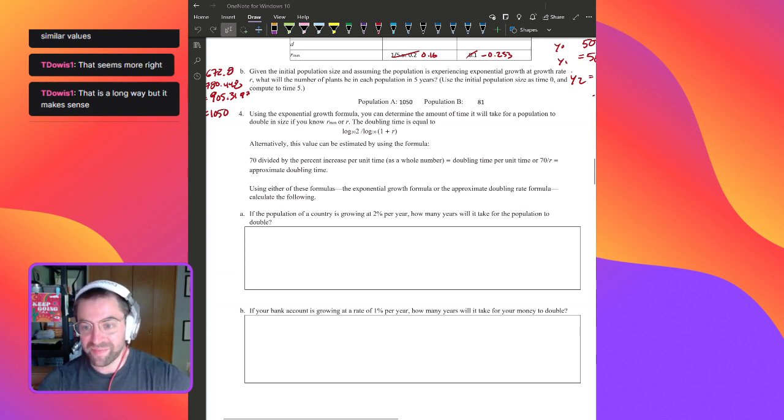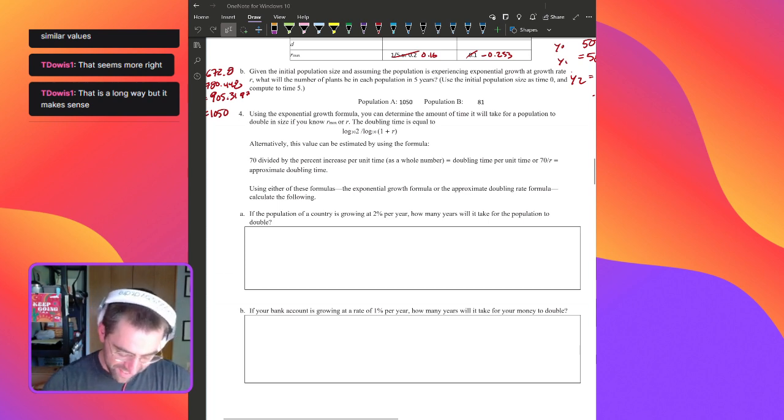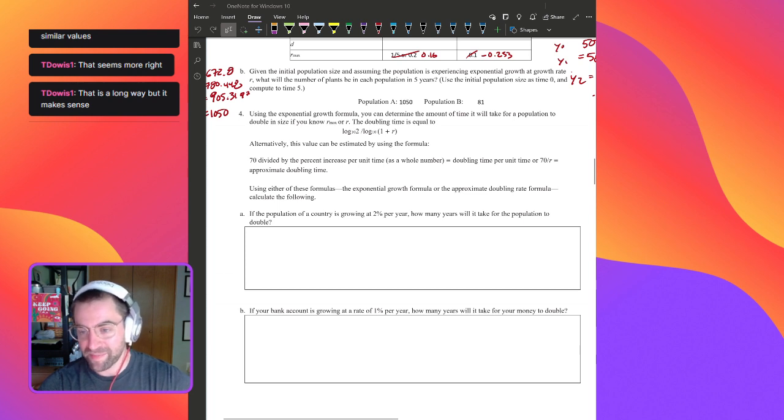Alternatively, this value can be estimated by using the formula 70 divided by the percent increase per unit time as a whole number equals doubling time per unit time, or 70 divided by R equals approximate doubling time. Let's see this in action using either of these formulas, the exponential growth formula or the approximate doubling rate formula.